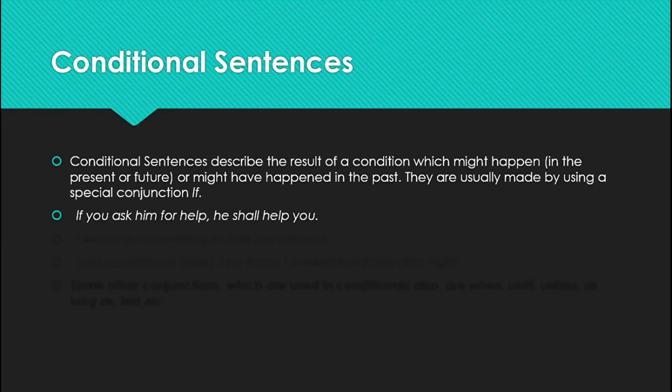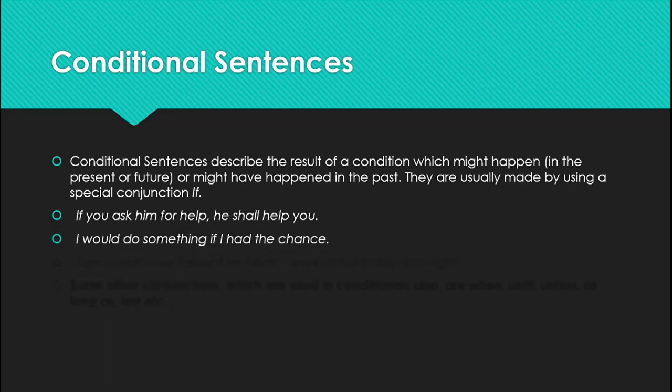So now here is an example. If you ask him for help, he shall help you. Now this is a conditional sentence. The condition you can see is here that he shall help you, but on condition that if you ask him for help. If you don't ask him, he will not help.